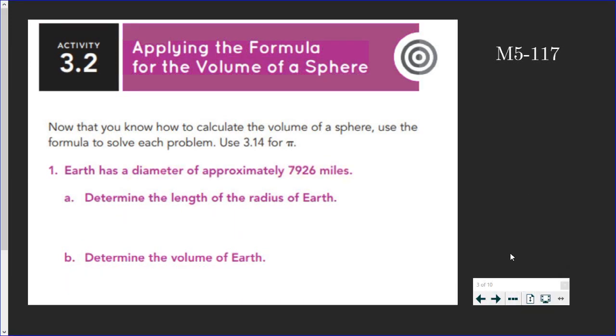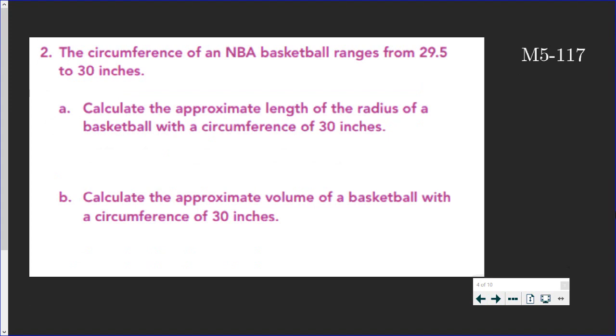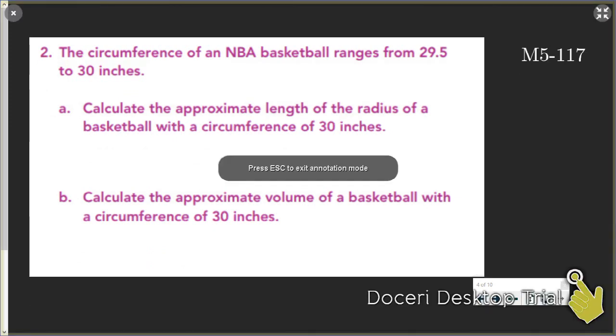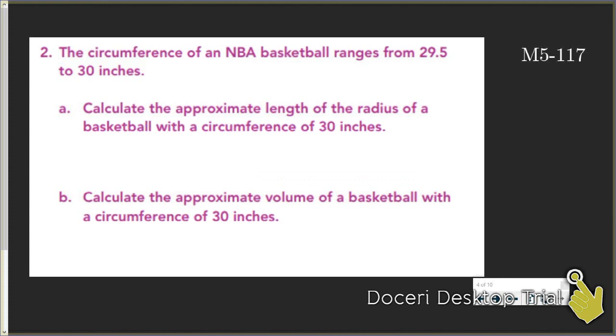Now we're going to go ahead and skip to question number 2, right below it. So I guess we're not really skipping anything. This one is maybe a little bit more challenging. So it starts out and says that the circumference of an NBA basketball ranges from 29.5 to 30 inches. Okay, so the information that's given, let's go ahead and highlight that again. This time it's giving us circumference. Now it's giving us 2 numbers, so if we ever have to solve, we're going to have to pick. And question A tells us which one to pick.